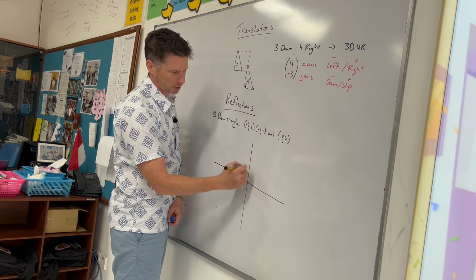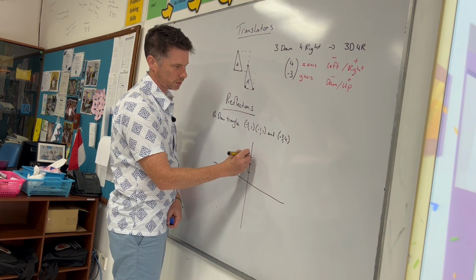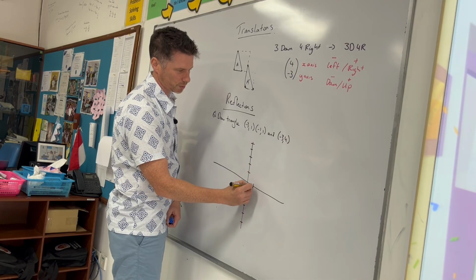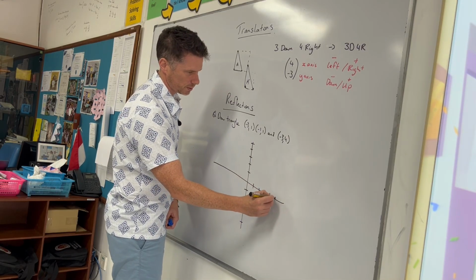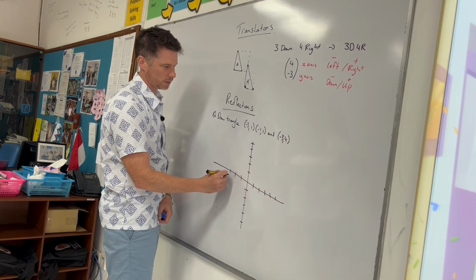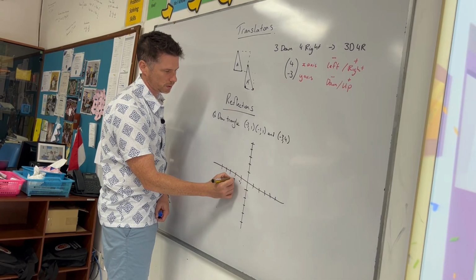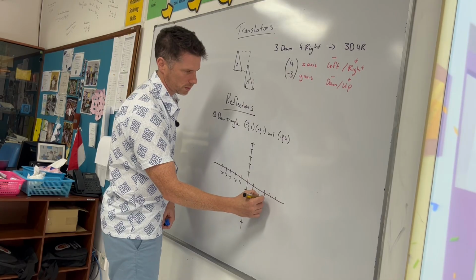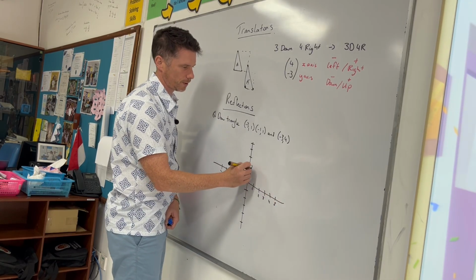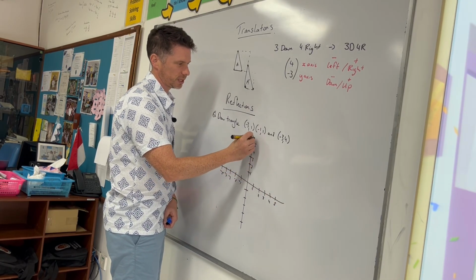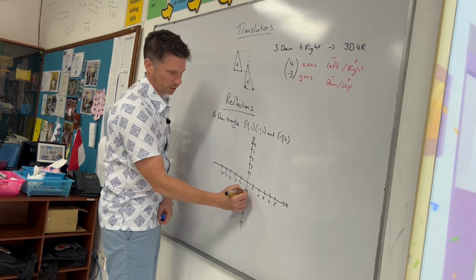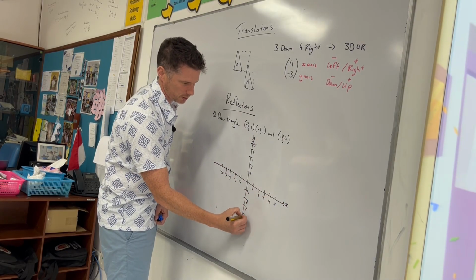So I will draw my Cartesian plane here. I'm just going to go up to 5 in each direction. Okay. So this is my y-axis. This is my x-axis. They go on forever, but I've just created a section of them here.